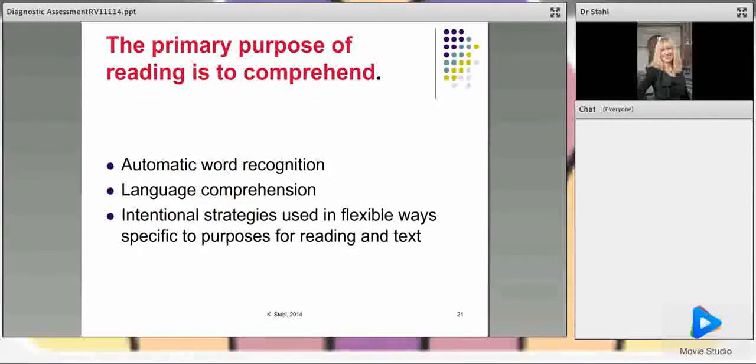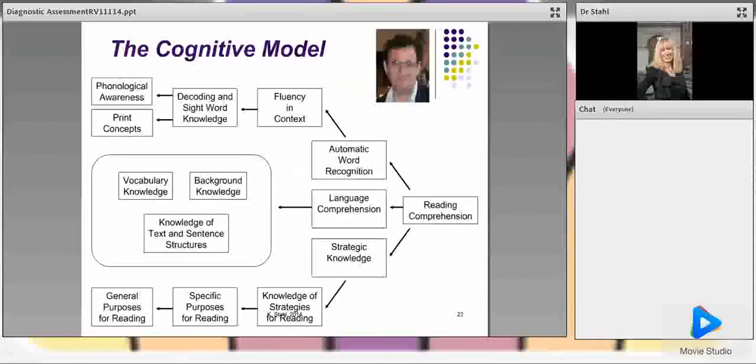They're not exclusive. So we approached, and particularly my husband, developed something called a cognitive model of reading, where we all recognize that the primary purpose of reading is to comprehend. And so the 3 pathways that he identified are automatic word recognition, language comprehension, and intentional strategies used in flexible ways, specific to particular purposes and for particular texts. And this is what that cognitive model looks like.